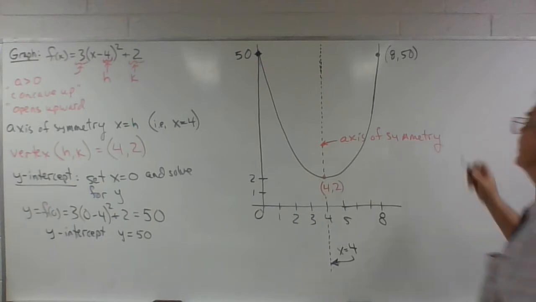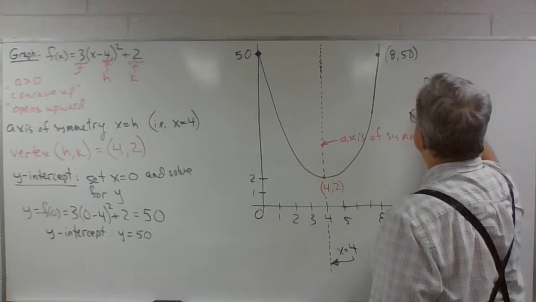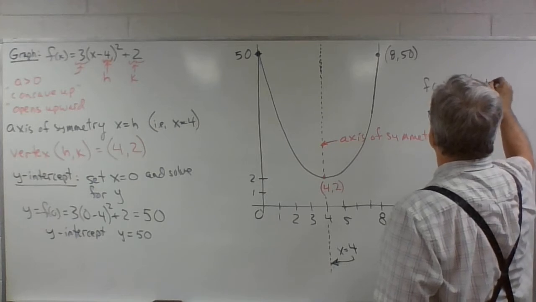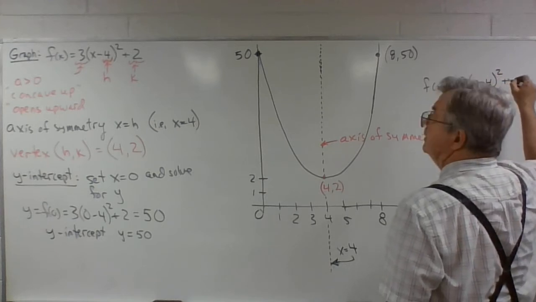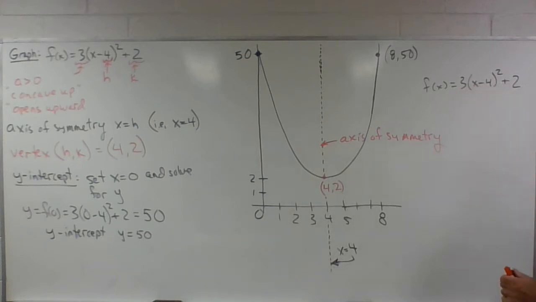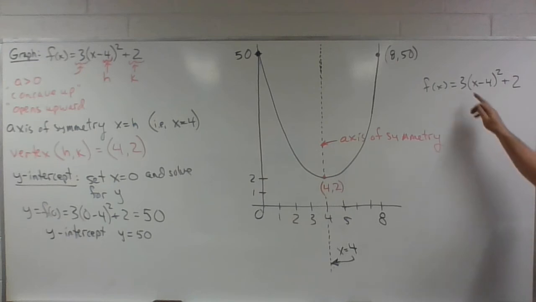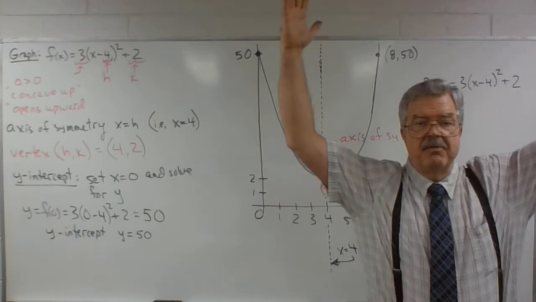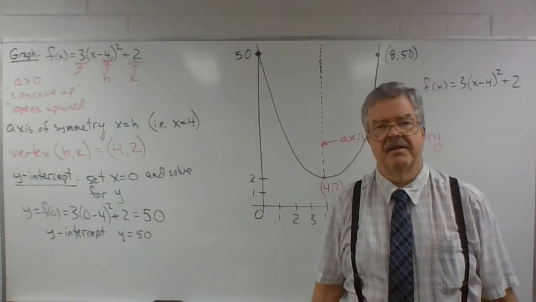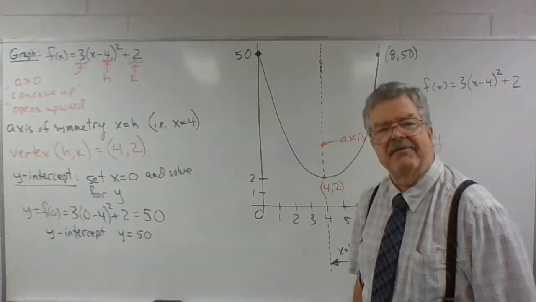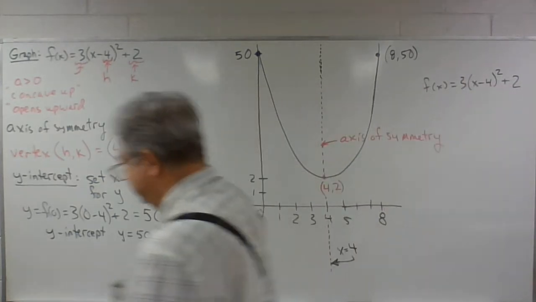And this is our graph. f of x equals 3 times (x minus 4) squared plus 2. And notice a is 3, and that means a is positive, so the graph opens up like this. Oh, let's see, maybe we could graph x-intercepts.